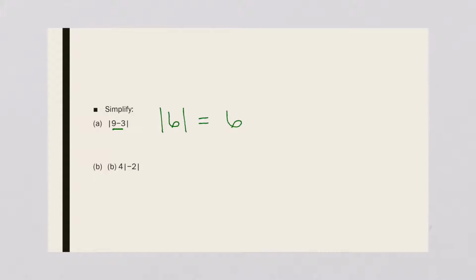On part B, you are multiplying here. Anytime you have a number that's touching a grouping symbol, that operation indicates multiplication. So we're actually multiplying 4 times the absolute value of negative 2. So it would be 4 times the absolute value of negative 2, which is positive 2. So our answer here would be 8.